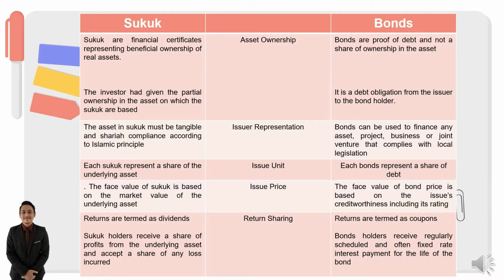And lastly, in the aspect of return sharing, for the sukuk, returns are termed as dividends. Sukuk holders receive a share of profits from the underlying asset and accept a share of any loss incurred. So the profit and loss in the sukuk differs from contract to contract, based on their profit ratio agreement. For the bonds, returns are termed as coupons, and bondholders receive regularly scheduled and often fixed-rate interest payments for the life of the bonds.